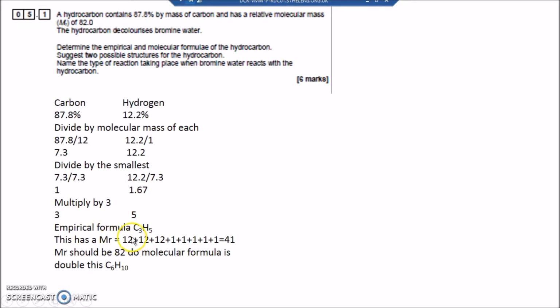However, if we add up the Mr of each of these, a carbon's mass is 12, 3 12s and 5 1s for the hydrogens, it comes out as 41, and the Mr is 82, it's double that. So this empirical formula needs doubling to be its true molecular formula, which is therefore C6H10. What could that be? Well, an alkene with 6 carbons is C6H12, so take the number of carbons n and double it to 2n, but this is even less than that, so it probably means that it's got 2 double bonds in there, not just 1 double bond.